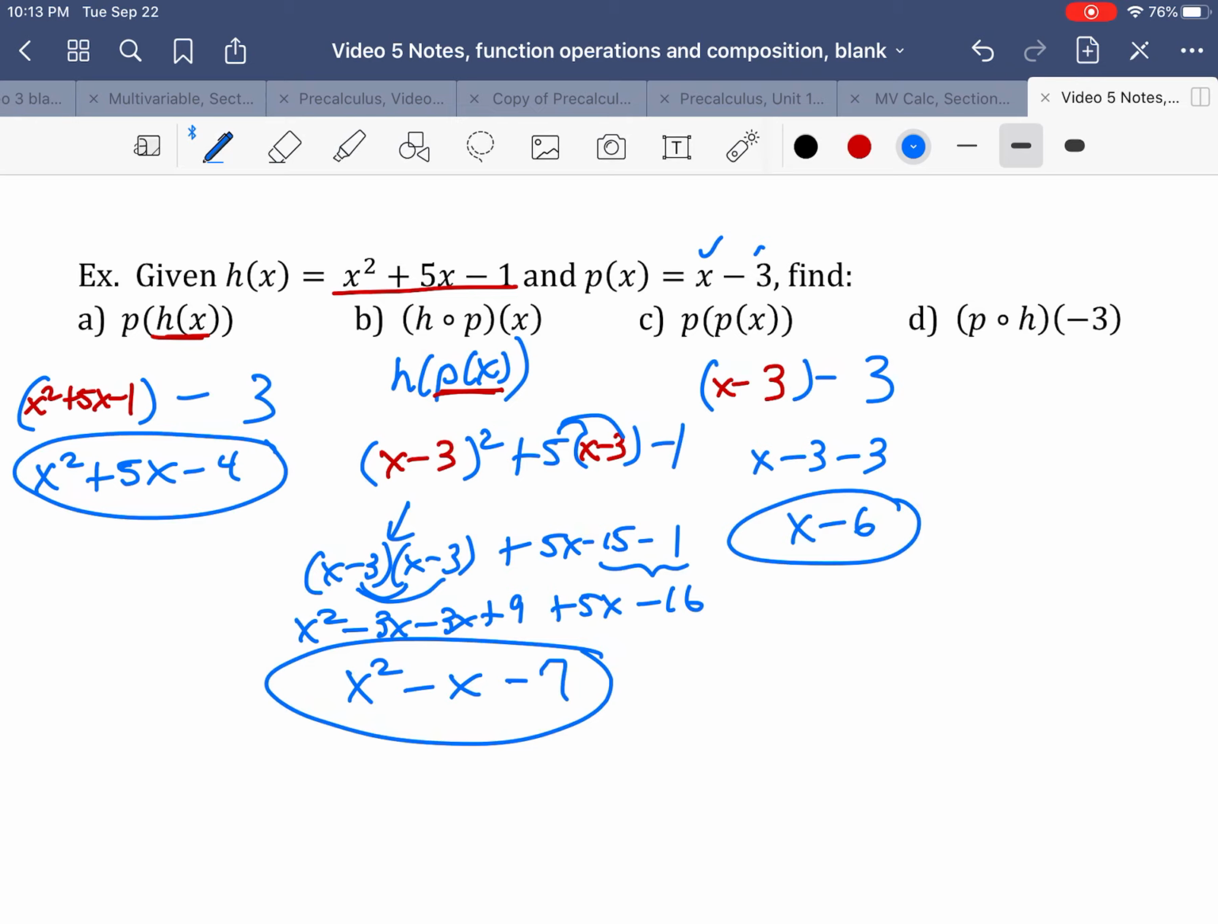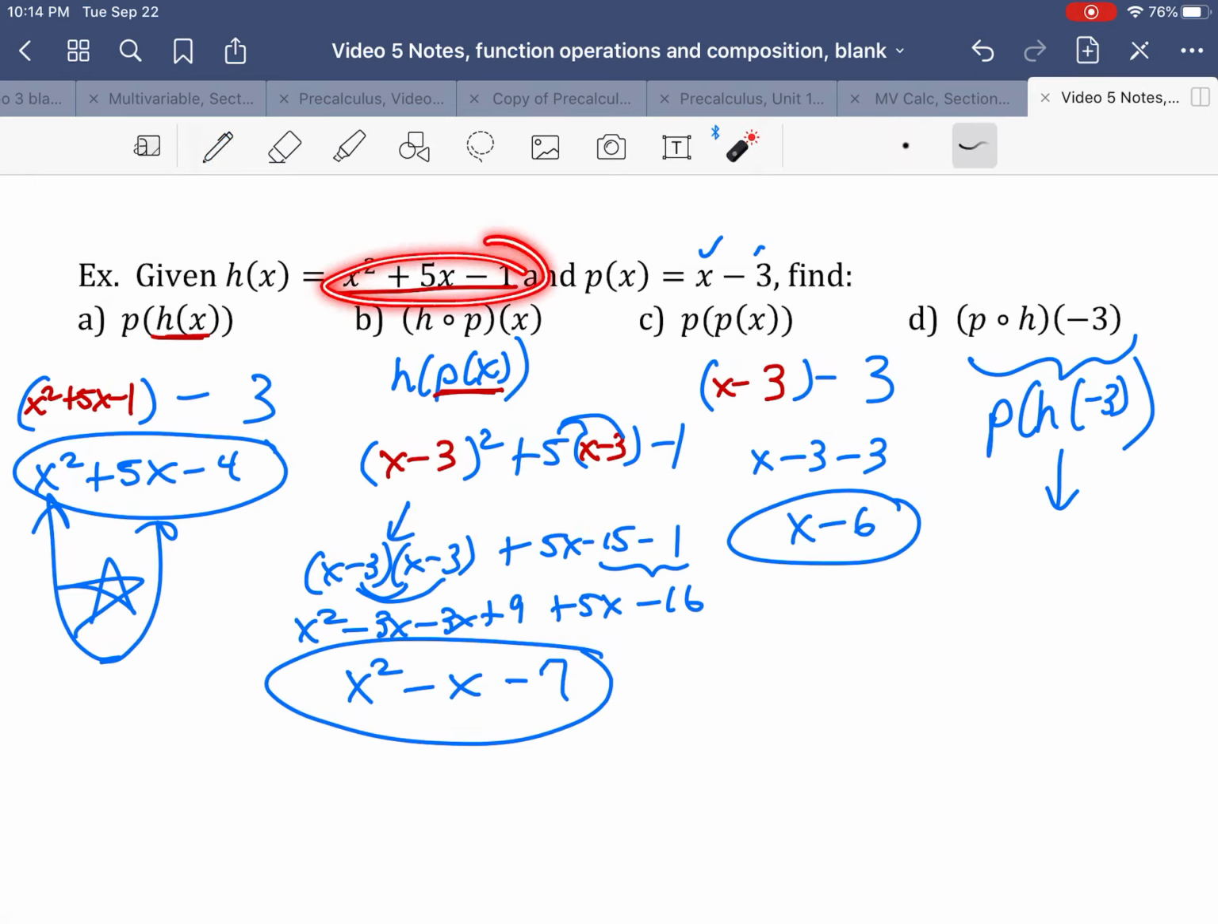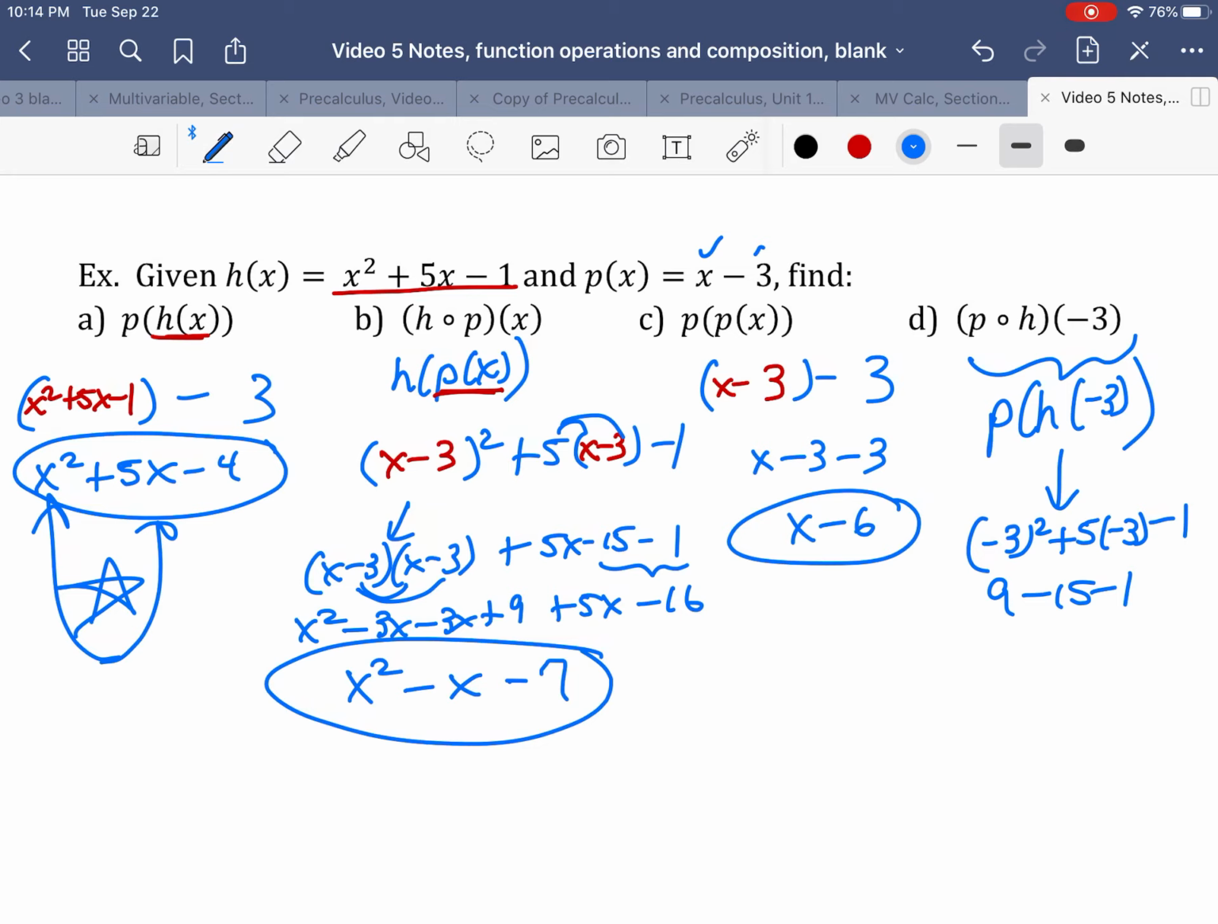All right, and this last one right here. Remember that this also means p of h of negative 3. So we already know what p of h of x is. So if I wanted to, since I already have that over here, I could just plug negative 3 into this guy right here and right here. But let's just go ahead and do it like the easier way, like from the beginning. H of negative 3. So that means I need to plug negative 3 into this guy right here. So I would get negative 3 squared plus 5 times negative 3 minus 1. So it'd be 9 minus 15 minus 1. So let's see, that would be negative 6 minus 1, so it'd be negative 7.